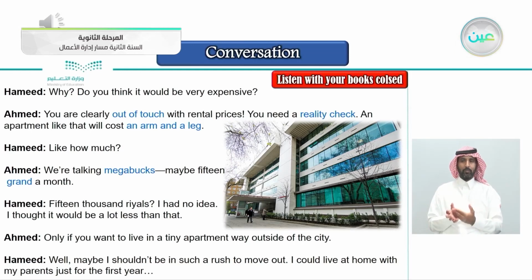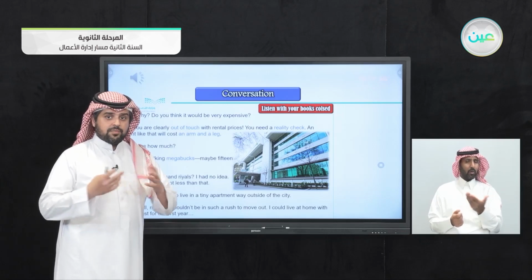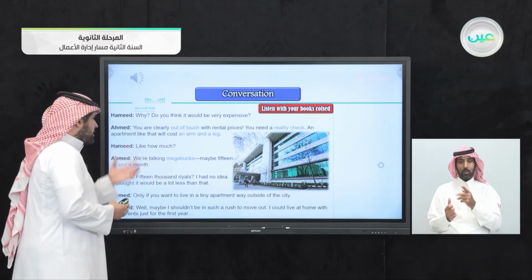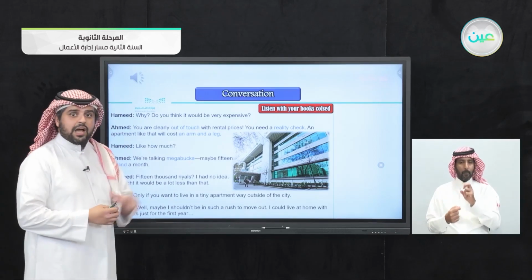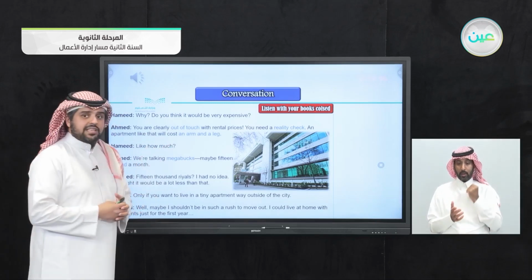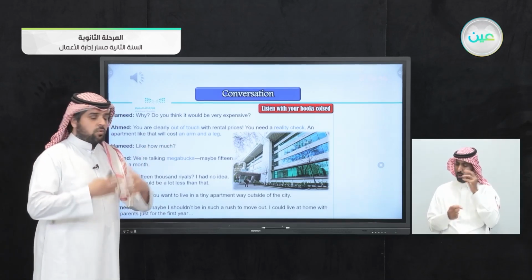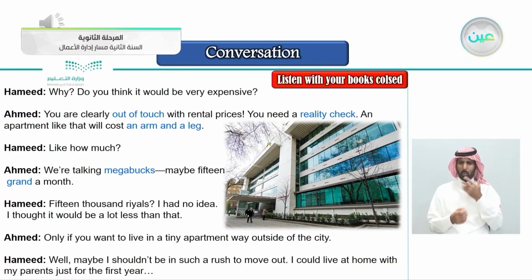So here Hamid replies, why do you think it would be very expensive? So now we know that Hamid doesn't know the rental prices for the apartments. He says, you are clearly out of touch with rental prices. You don't know the rental prices. You need a reality check. You need someone to tell you what's happening. An apartment like that will cost an arm and a leg. Of course, we'll be learning later what the meaning of an arm and a leg is.